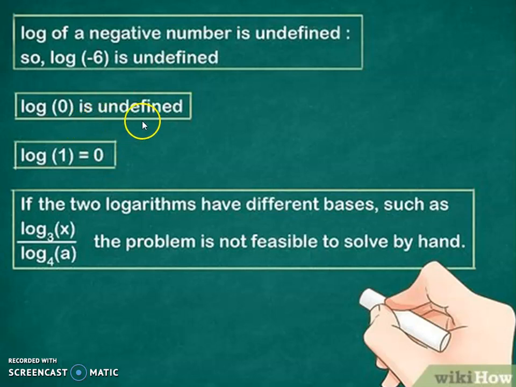Log of 0 is undefined. You may use the calculator to find log of 0. What error did you get there? Log 1 is always 0.